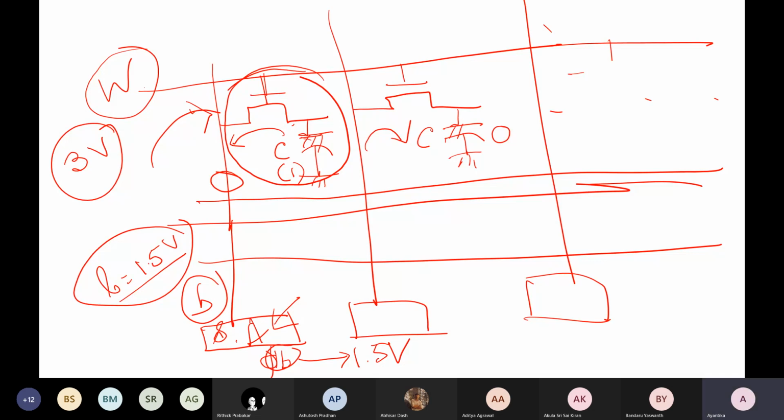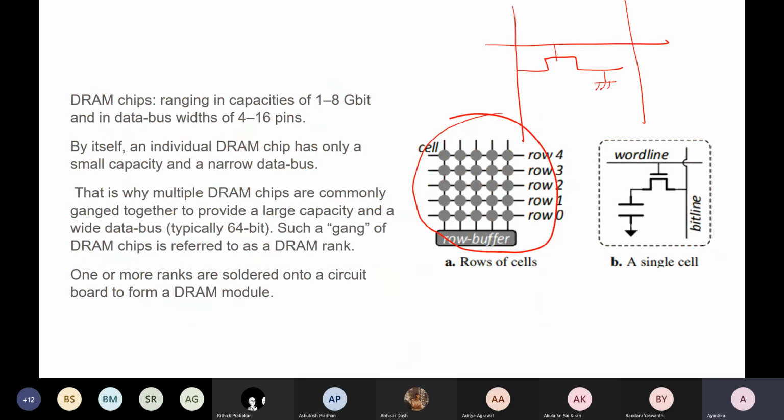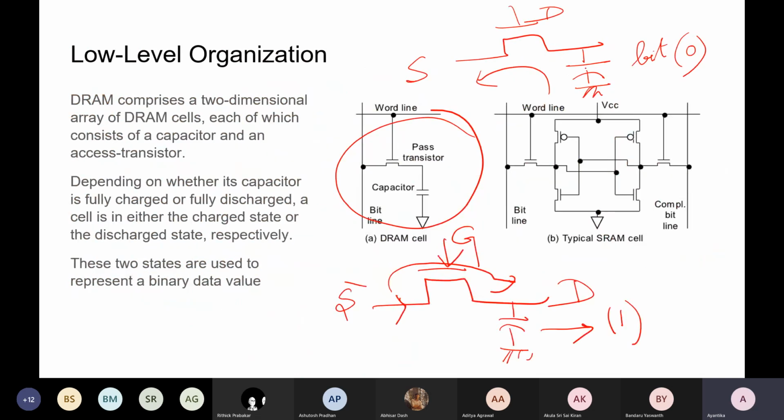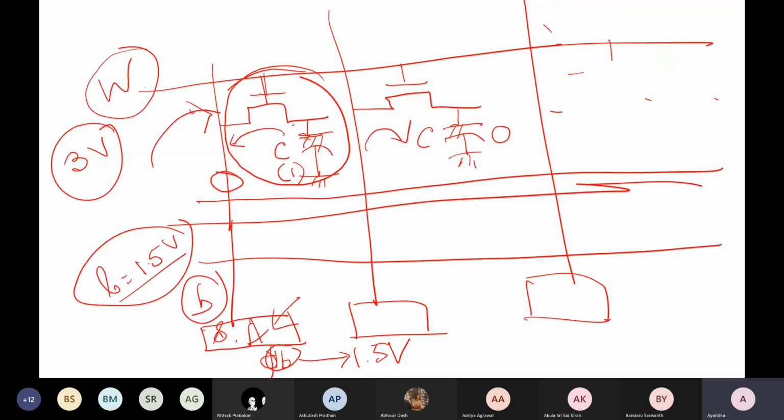So this change, and once one row is already read, whatever you have stored, whatever you have written, if you go back to this diagram, the cell should store that. For that you have to disconnect this word line. Okay, now this is a process.